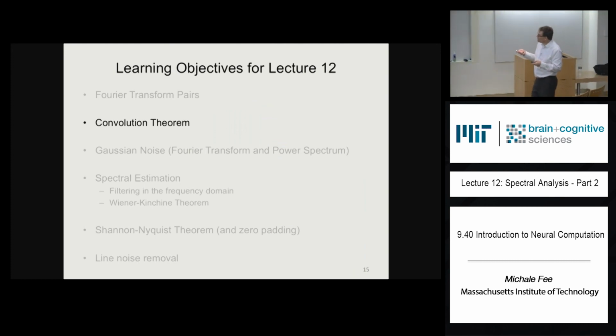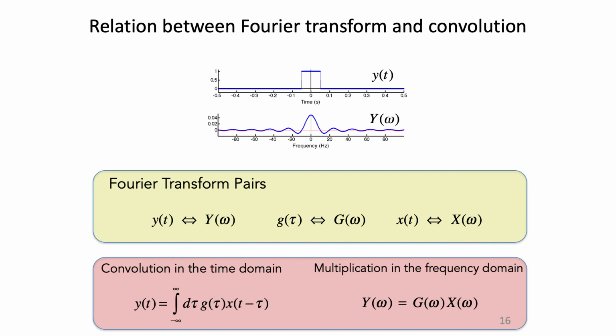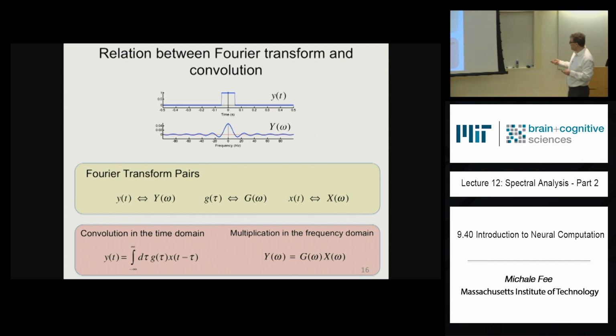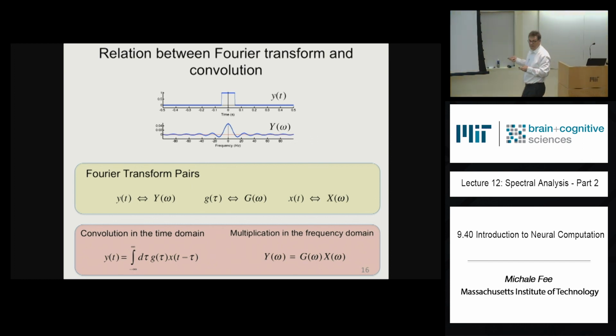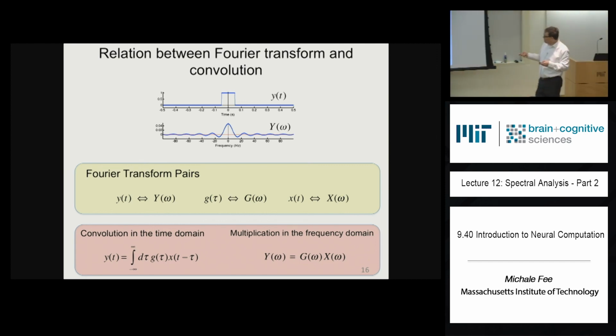Okay, convolution theorem. Imagine that we have 3 functions of time, okay? Y of t, like this one, y of t. We could calculate the Fourier transform of that, and that's capital Y of omega, all right? And then we have some other function, x of t, and its Fourier transform, X of omega, all right? And another function, g of tau, and its Fourier transform, capital G of omega.